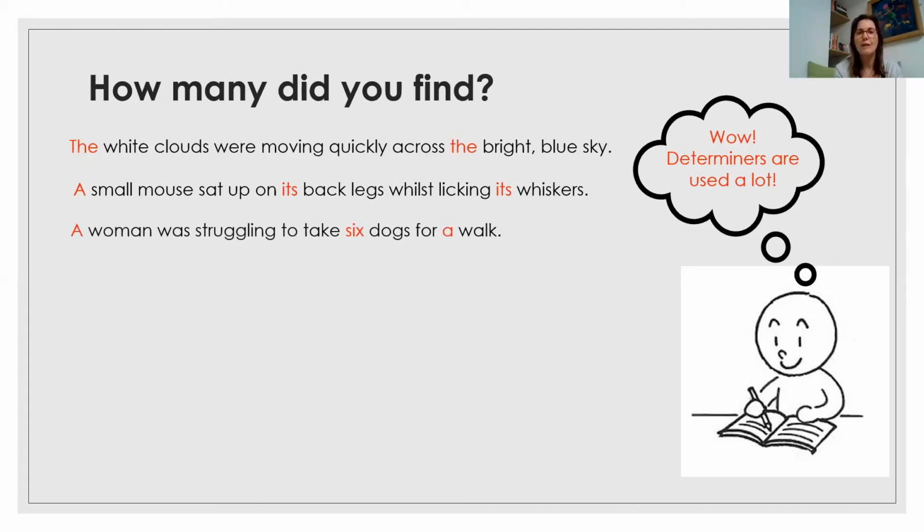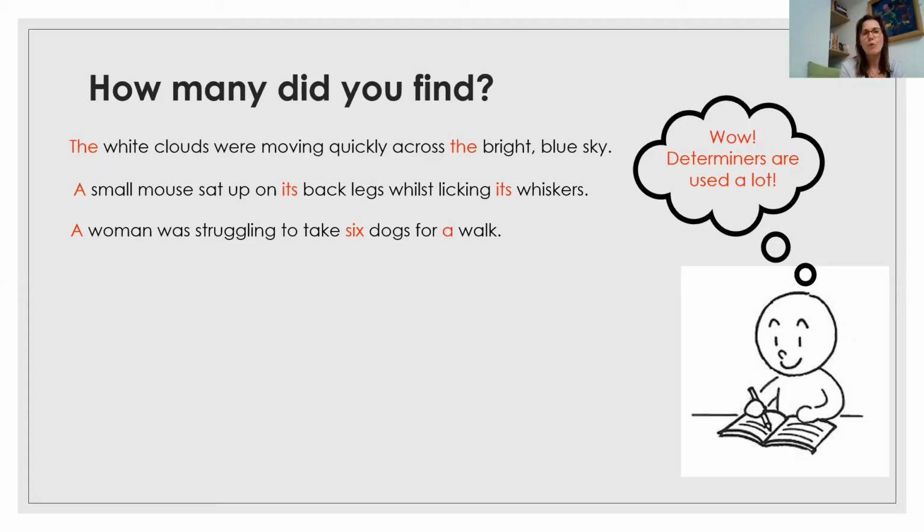Let's look at the next example. A woman was struggling to take 6 dogs for a walk. I've seen sometimes people trying to take 6 dogs for a walk. It looks very, very busy. Quite funny. Okay, let's look for the nouns in the sentence. Woman, that's a noun. Dogs, that's a noun. Did you spot the trickier noun in that sentence? It's walk, a walk. It's a thing.